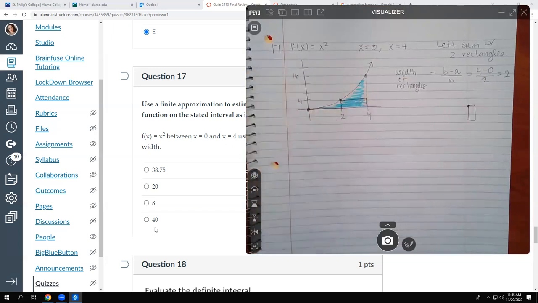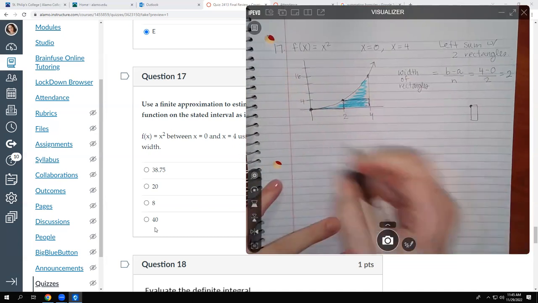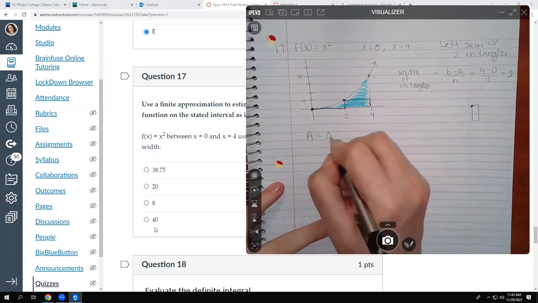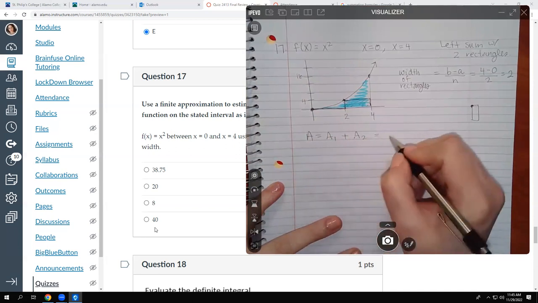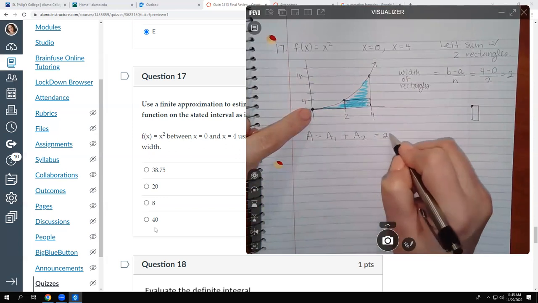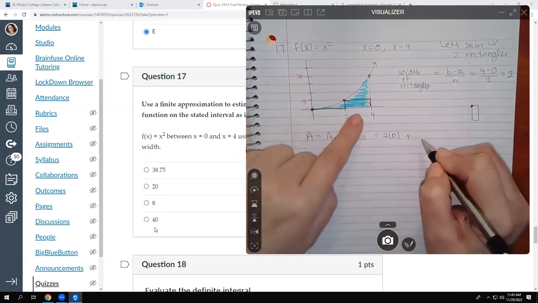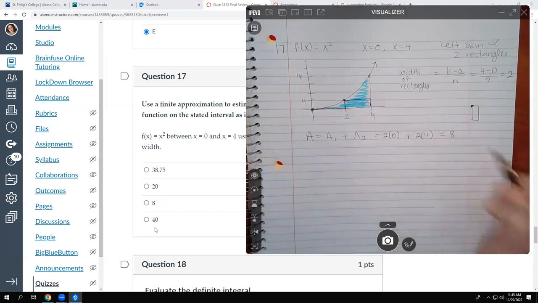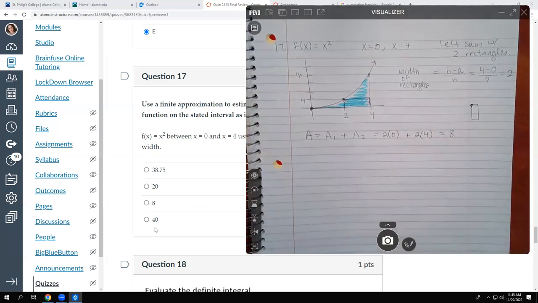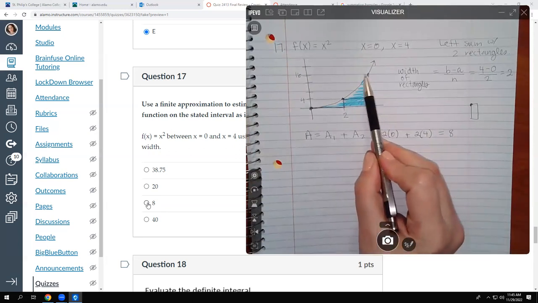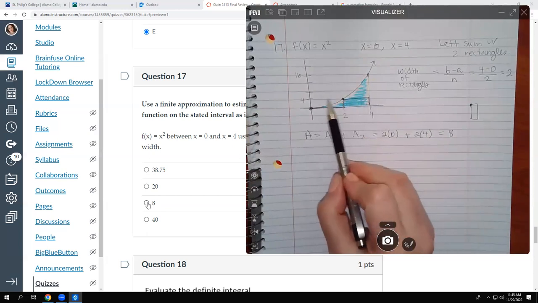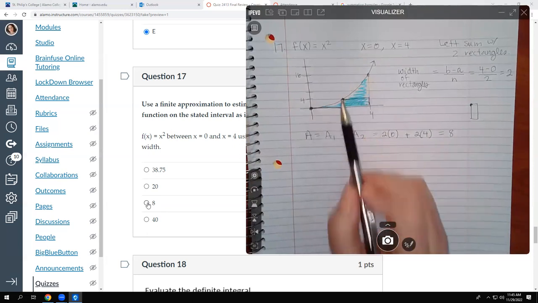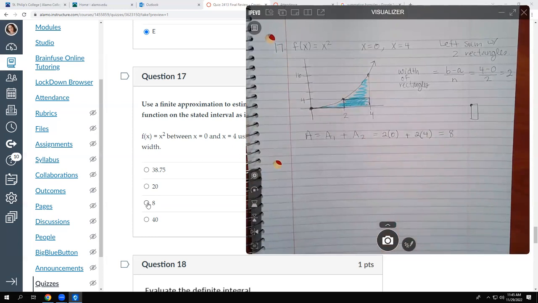What's the height of this rectangle? 4 units. So if I want the area, it's going to be the area of the first rectangle plus the area of the second rectangle. Here, the width is 2 units, but the height is 0. Here, the width is 2 units, but the height is actually 4 units. So really, it's just 2 times 0 and then 2 times 4. So we get 8. That's a totally different answer than you would have got if you had used the right-hand rectangles. Because if I had done right-hand, that would have been my first rectangle, and then this would have been my second rectangle. So the right sum would have been a different number completely.